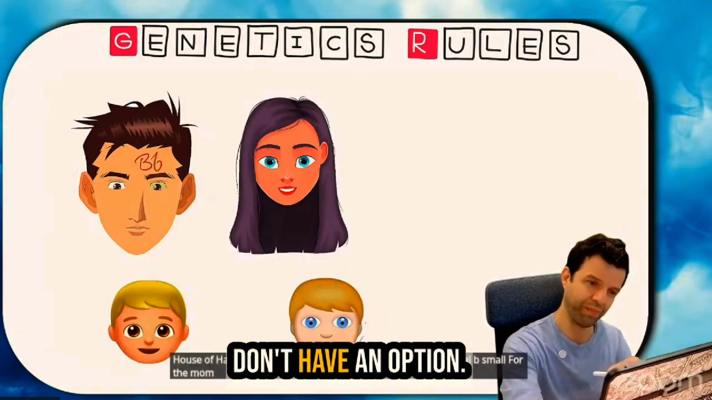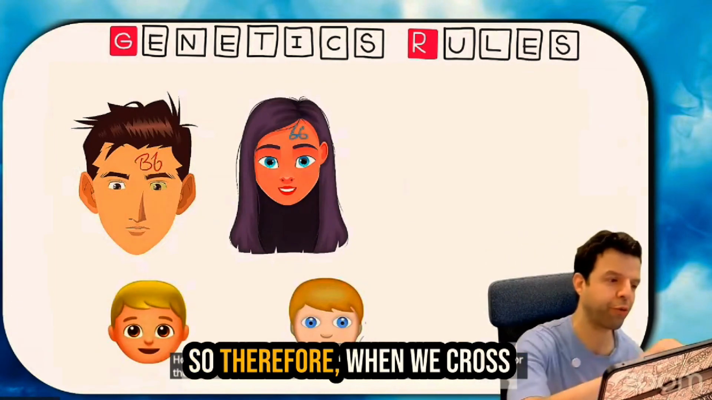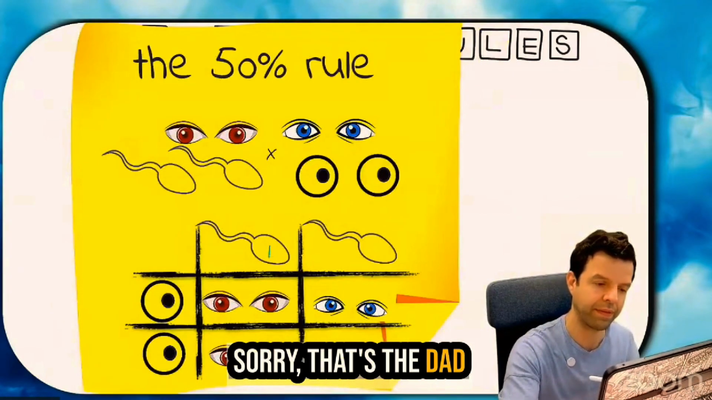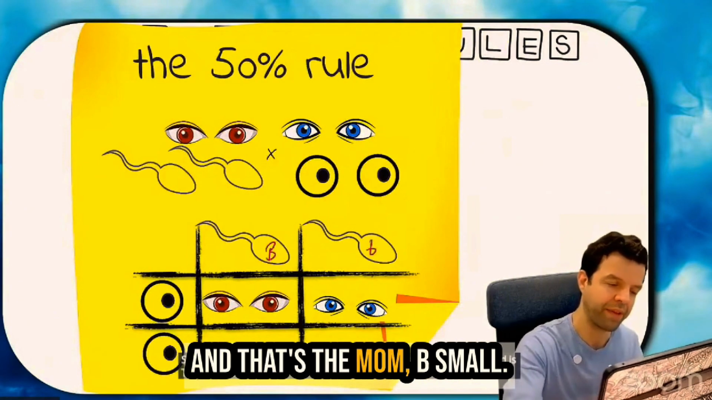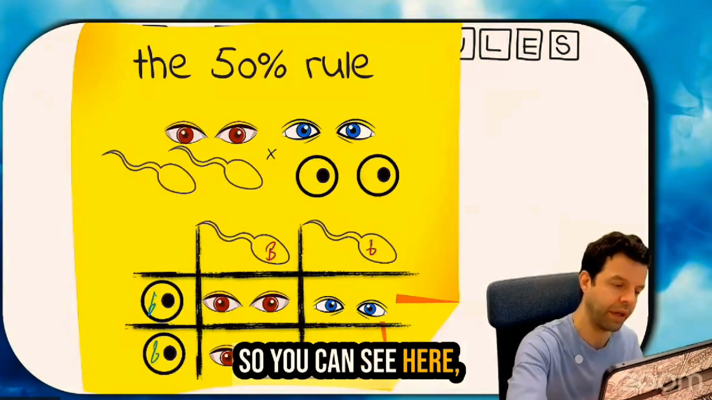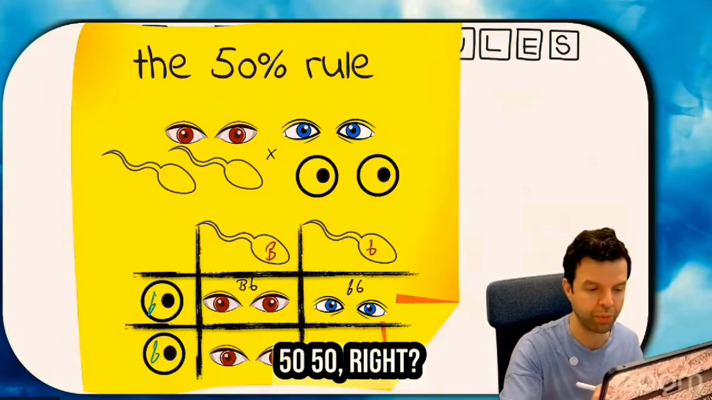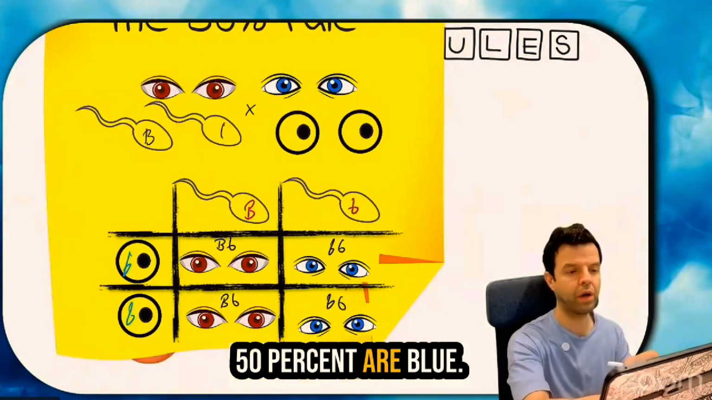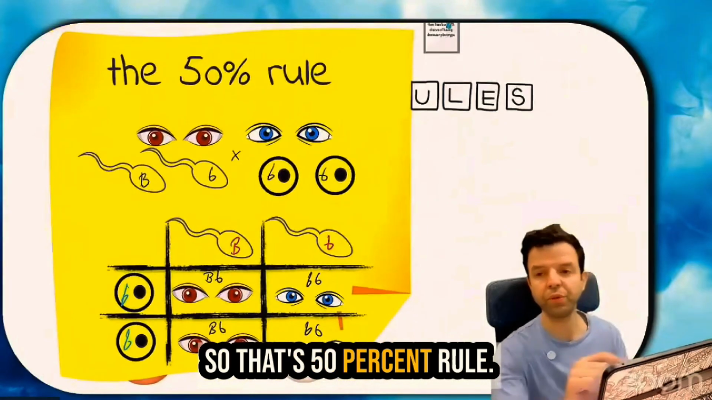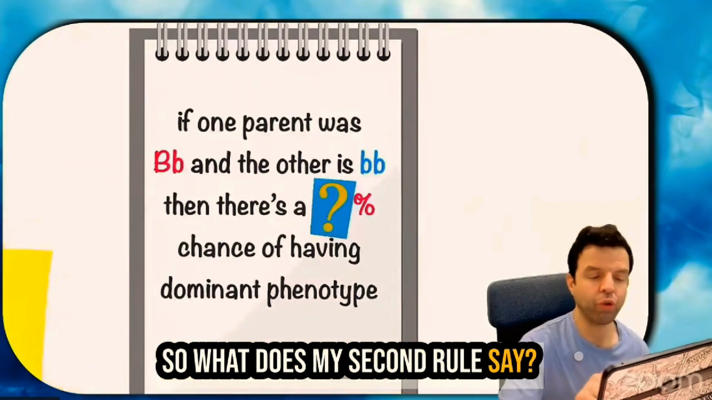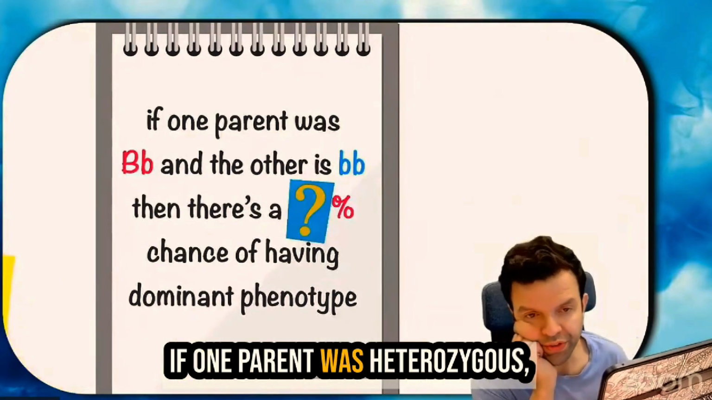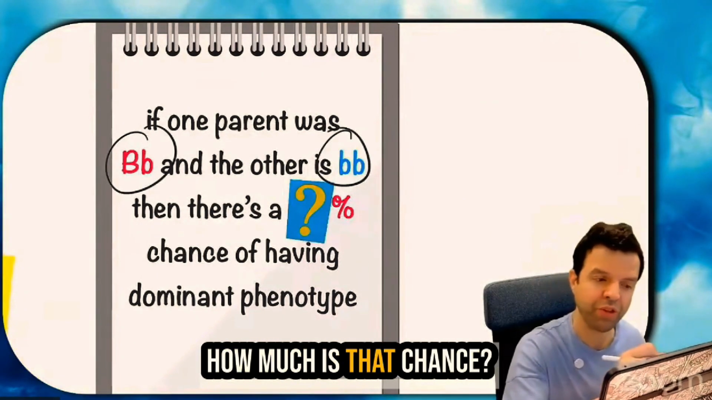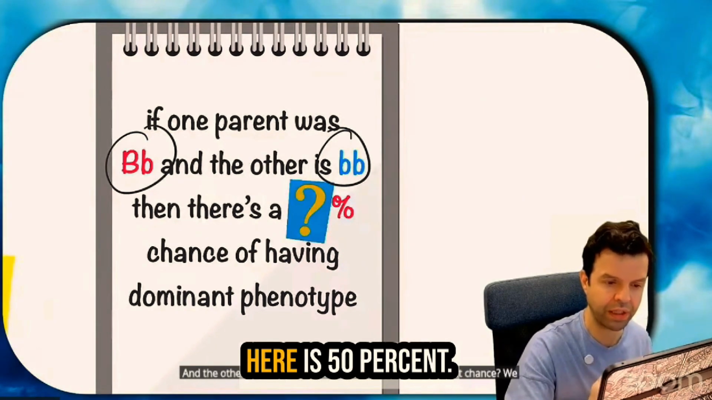For the mom, we don't have an option. She's B small, right? So therefore, when we cross them, the dad is B capital B small, and the mom is B small. So you can see here that it is B capital B small. 50-50, right? 50% are brown, 50% are blue. So that's the 50% rule. So what does my second rule say? If one parent was heterozygous and the other one is homozygous recessive, how much is that chance? You said that the chance here is 50%.